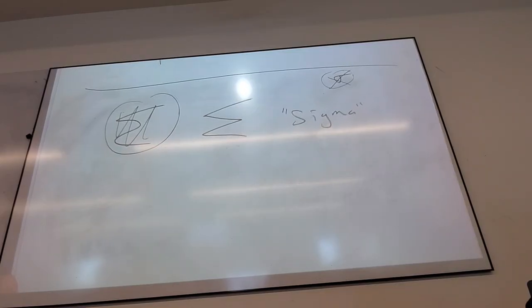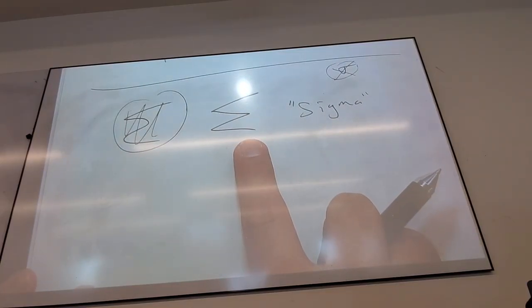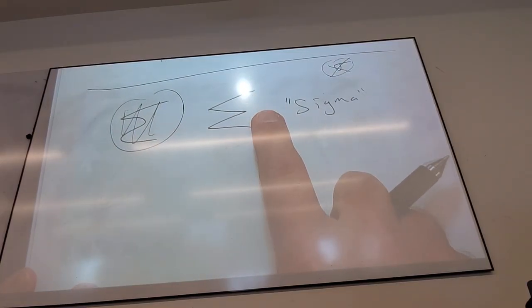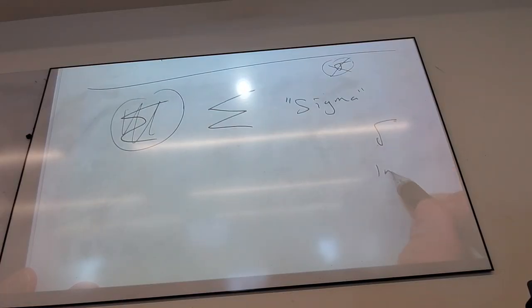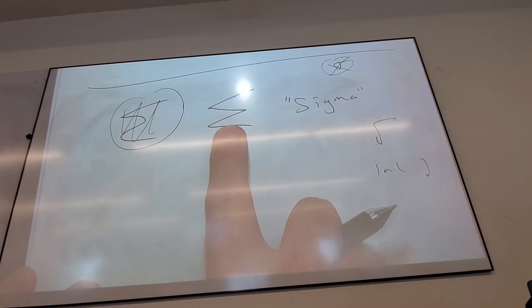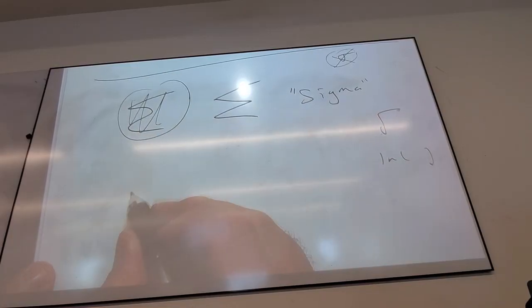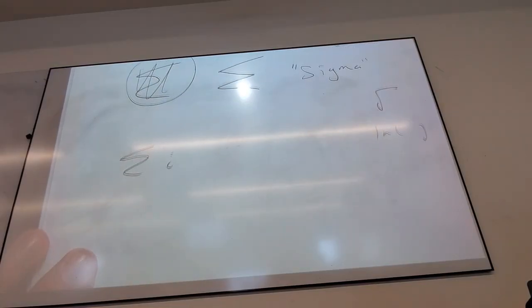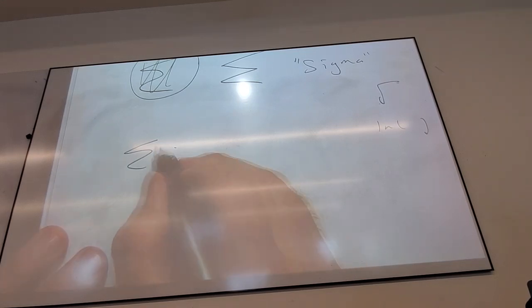So here's how this works. This literally means the sum of. So it needs stuff inside of it. It's like the square root of, the natural log of, it's the sum of. Without anything inside of it, it's just the Greek letter. If I do this, I'm still missing one thing. It says to add up.